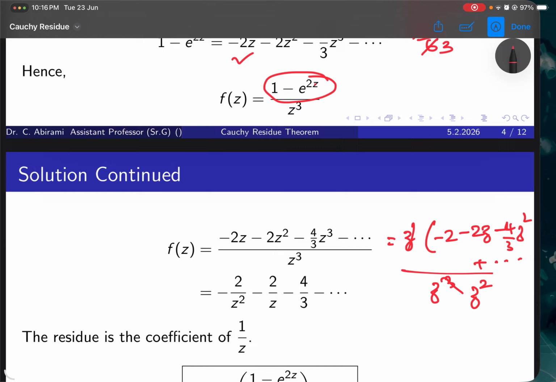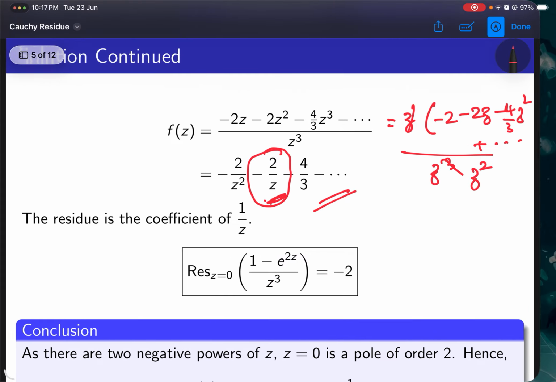So this series contains both positive as well as negative powers of z about the origin. By the definition of a residue, we need the coefficient of 1/z, because we talk about z = 0 as a singular point. So z minus 0, coefficient of 1/(z - 0). What is the coefficient of 1/(z - 0)? Minus 2. So the residue of the function at z = 0 is minus 2.